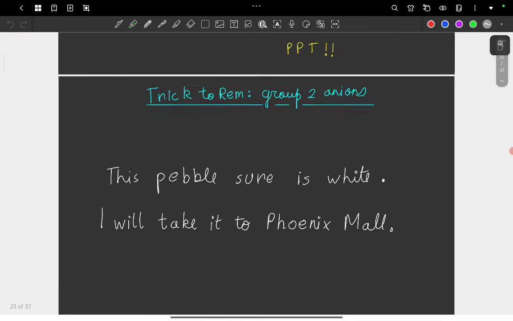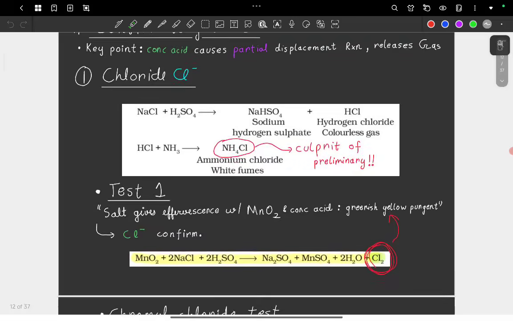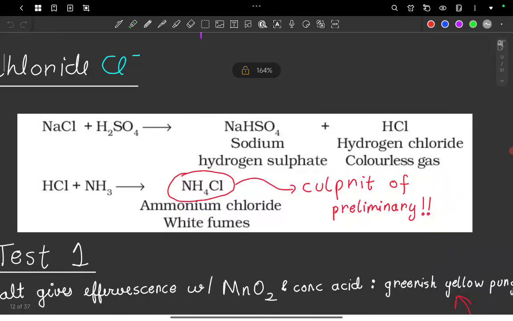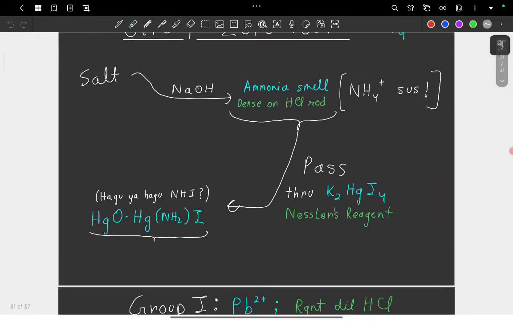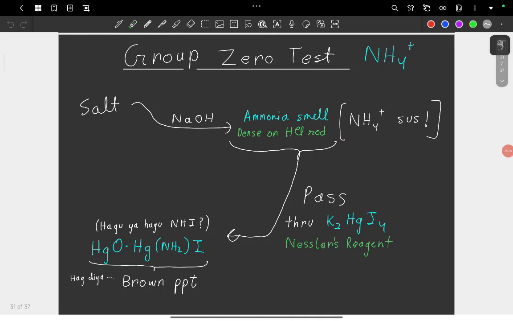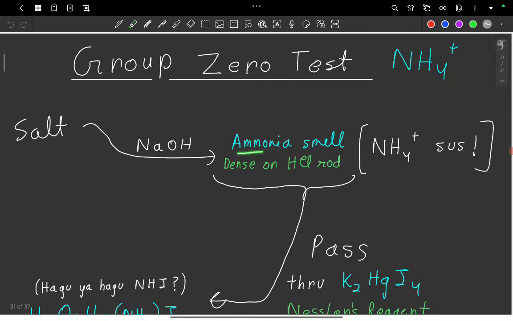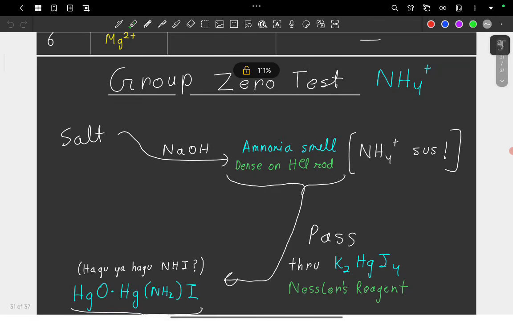And if you remember, in cations we did a test when we were studying the chloride ion. The chloride ion had a preliminary test where the gas was HCl, and if you brought an ammonia rod close to it, it would give you dense white fumes. But here the exact opposite is happening. You have the ammonia gas which is liberating, and you're using an HCl rod to create the NH4Cl, which is causing the dense white fumes. And this causes suspicion of the ammonium ion.